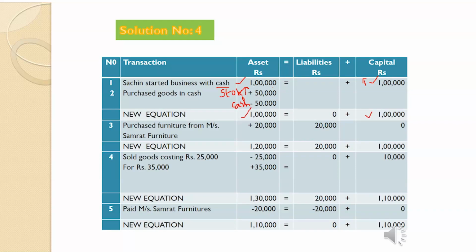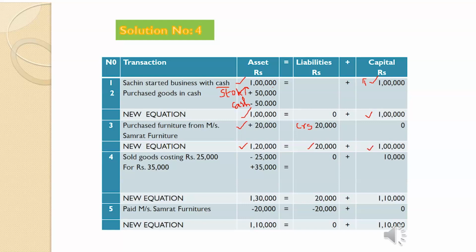Then purchase furniture from Samrat company. Here asset furniture value increased. Liabilities, creditors also increase, so creditors 20,000, add 20,000. Already we have 1 lakh value of asset. Now the furniture value increased, so 1 lakh plus 20,000 is 1 lakh 20,000. Liabilities increased 20,000, and capital is 1 lakh. So 1 lakh 20,000 is equal to 1 lakh 20,000.